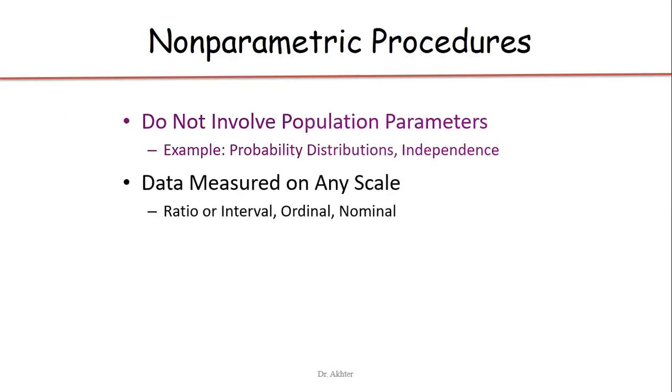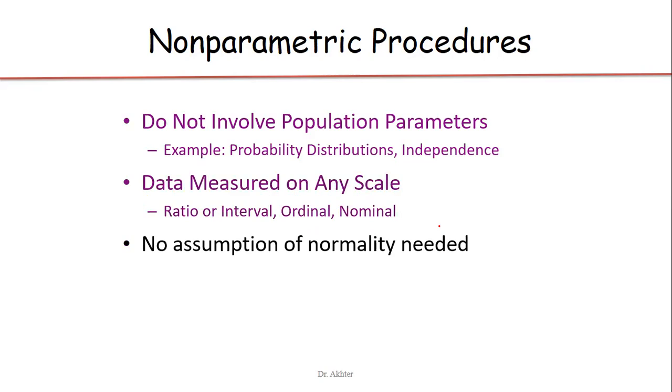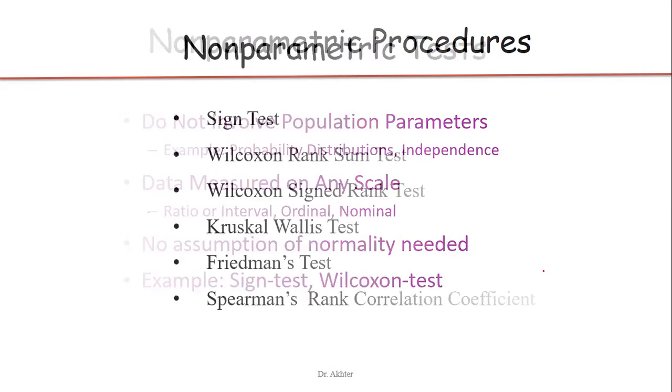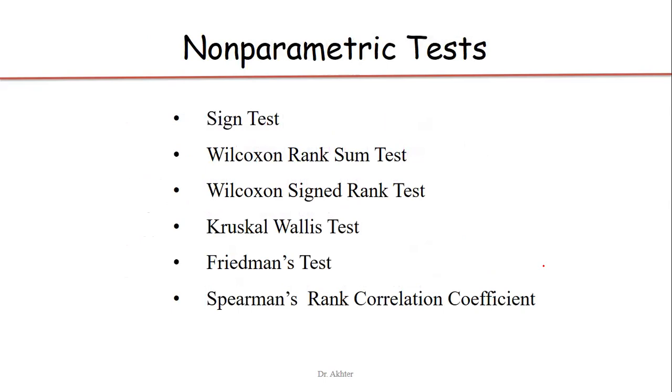Non-parametric procedures do not involve the population parameters. And we can apply them on any data: nominal, ordinal, interval, ratio. So any data can be used for non-parametric procedures. No assumption of normality is needed. No assumption of equality of variance is needed for non-parametric procedures. The list of non-parametric procedures are sign test, Wilcoxon signed rank test, Kruskal-Wallis test, Friedman test, Spearman rank correlation test. So these are a few tests under the category of non-parametric procedures.